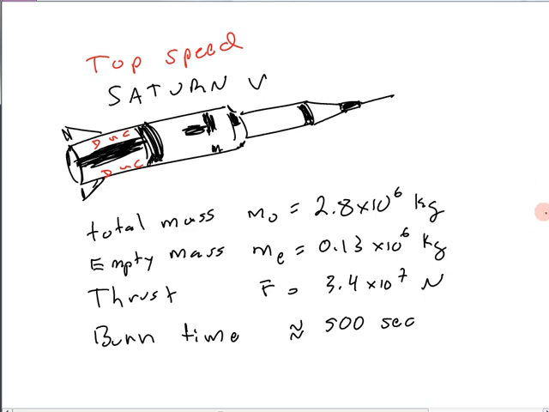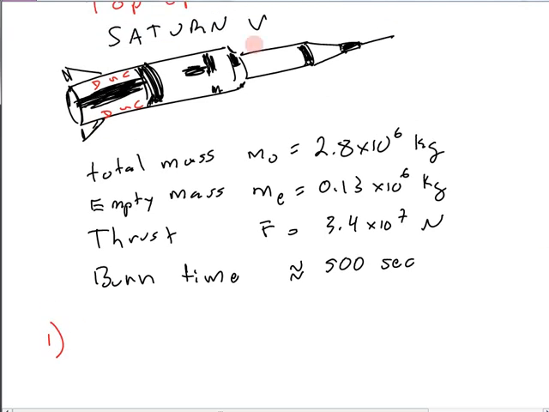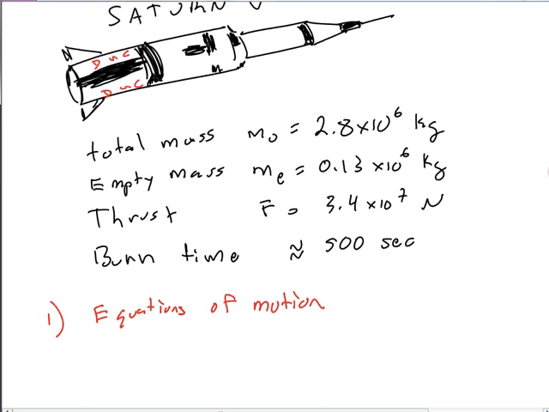Now the first thing that we might try is equations of motion. We're going to assume that this rocket is out in deep space, far from other accelerations due to gravity. That's going to simplify things as well. And so first we might try equations of motion. Now this isn't going to work because the acceleration is not constant, because the mass is changing.